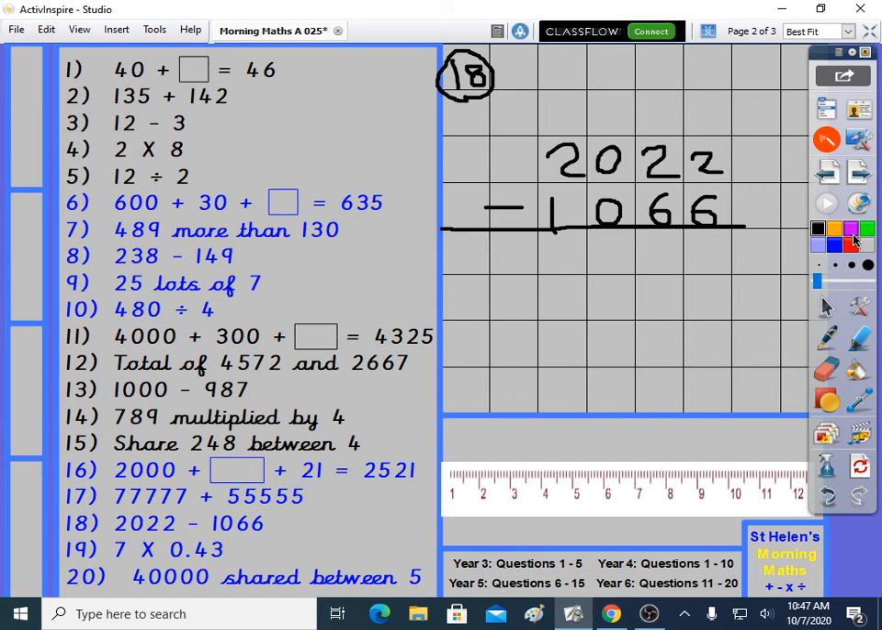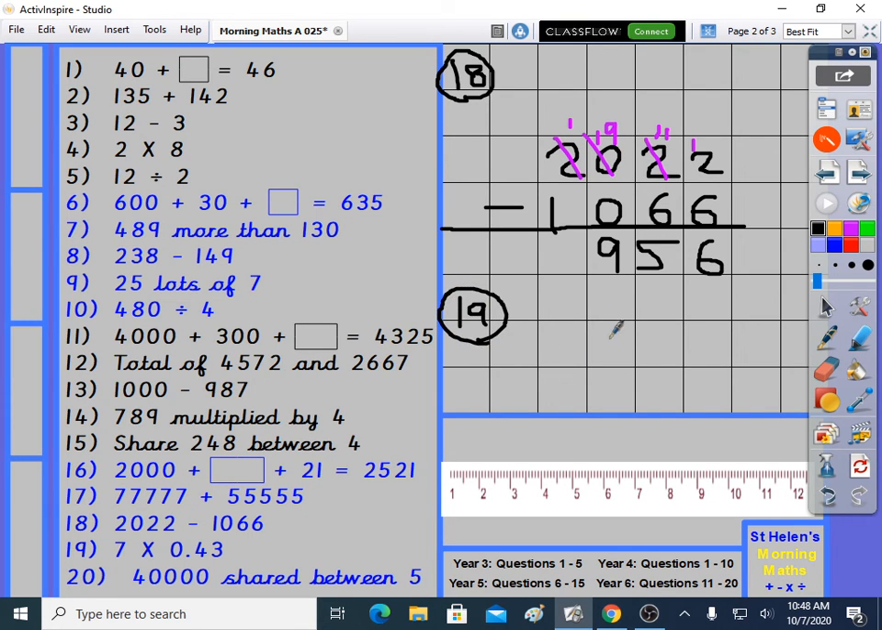So 2 take away 6, can't do. 12 take away 6 is 6. 1 take away 6 we can't do. 11 take away 6 is 5. 9 and a 0 at the front. So 956 years before 2022, Britain was invaded by the Normans who took over basically. Let's go to question 19.